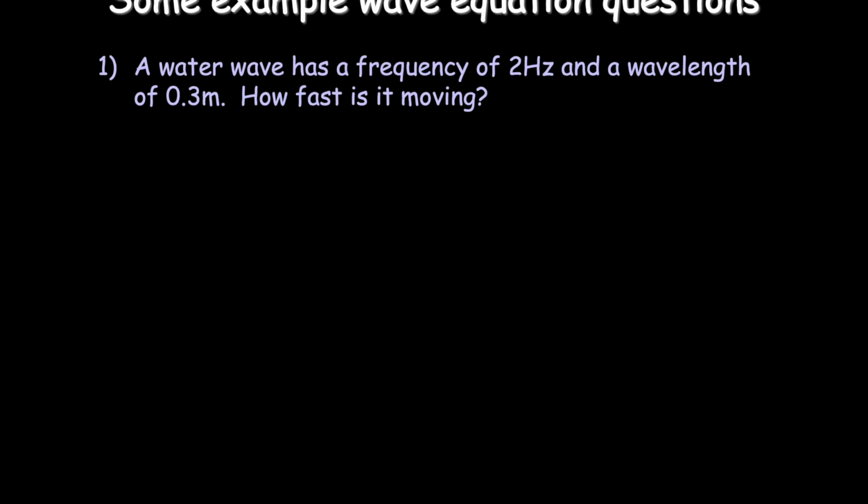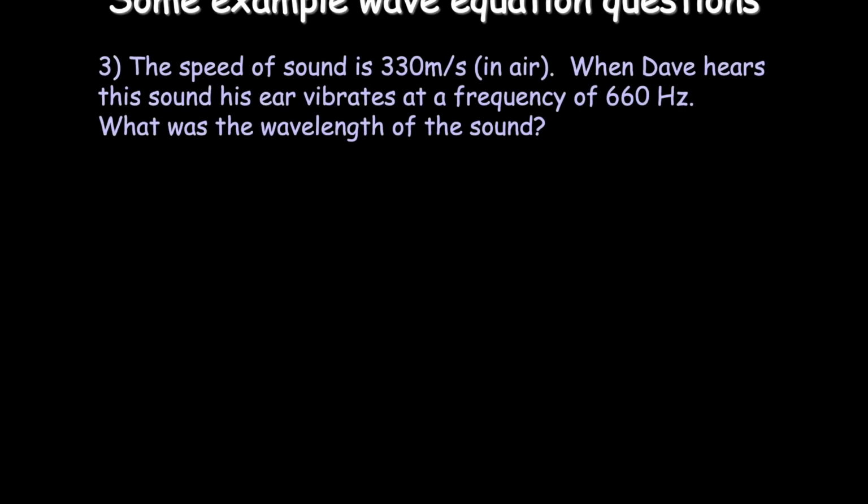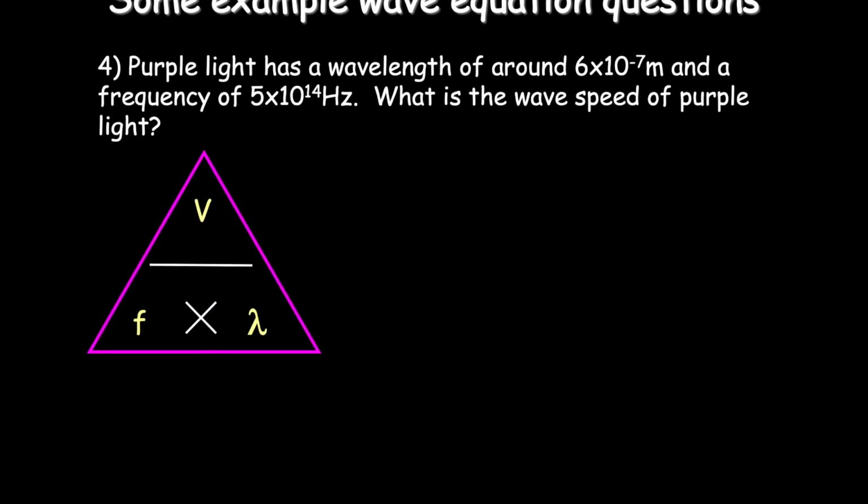So we've got 4 questions I'm going to ask you to work through. The first is that a water wave has a frequency of 2 hertz and a wavelength of 0.3 meters. The next is finding the wavelength of a water wave. The next one is finding the wavelength of speed of sound in air. And the last one is finding the wave speed of light. And I'm going to work through each of these in turn.